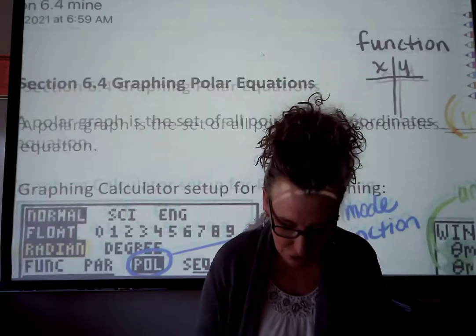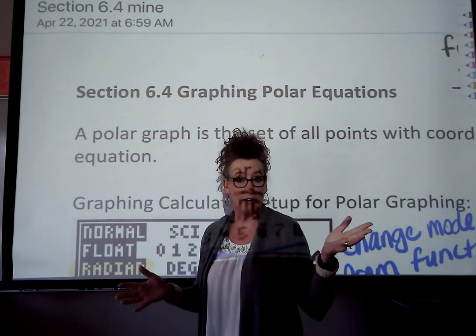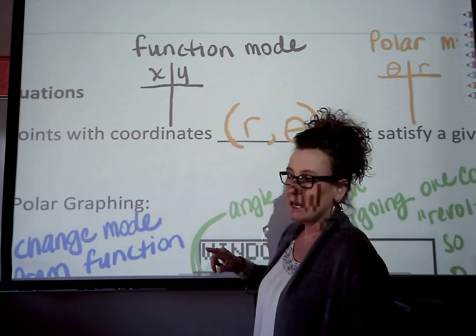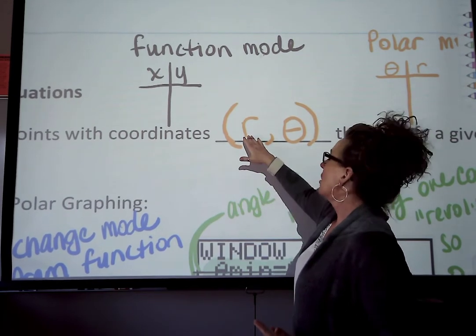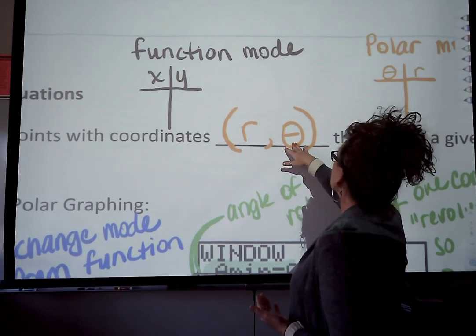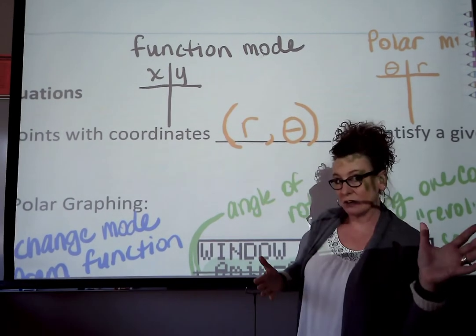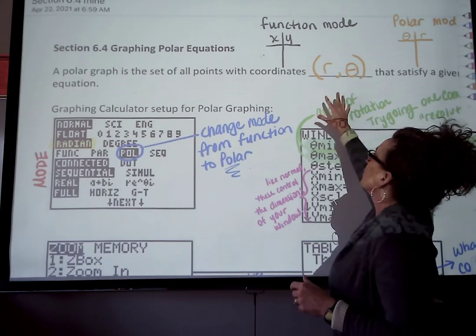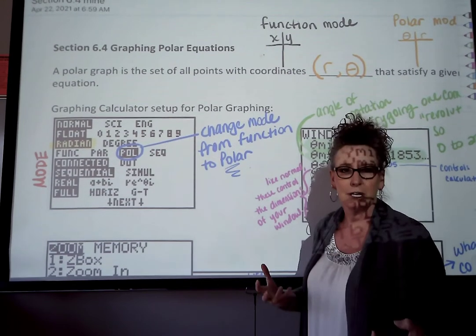I first want to just introduce you to what is a polar graph and how is it different from all the graphing you've ever done before. So a polar graph, instead of having x comma y coordinates, has r comma theta coordinates, where r is the radius and theta is like the angle of revolution. And all of these points fit in a polar equation.